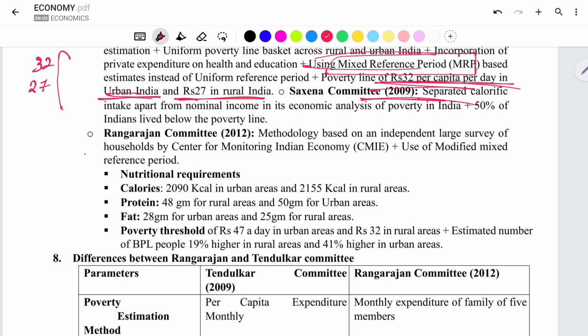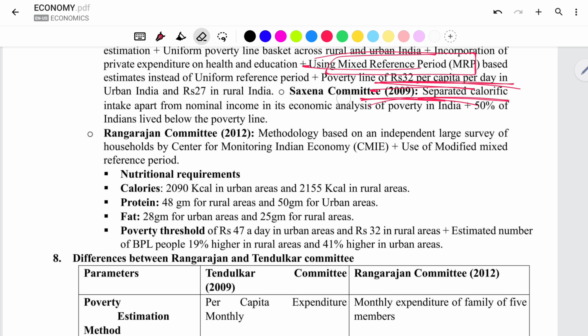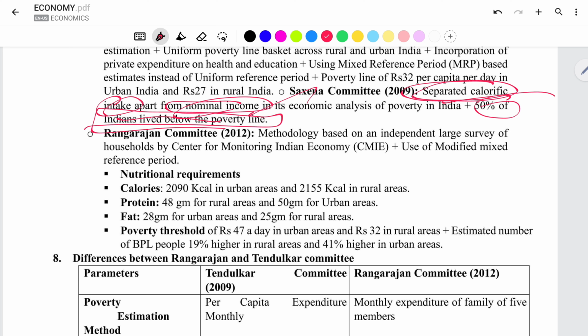Saxena committee separated the caloric intake apart from national nominal income in its economic analysis of poverty. Saxena committee is telling like a fact, like 50% of the Indians lived below the poverty line. It has separated the calorie intake from the nominal income, because sometimes we have income separately and people also can consume through their own source of food, right? So it has separated the calorific intake from nominal income. 50% of the Indians live in poverty.